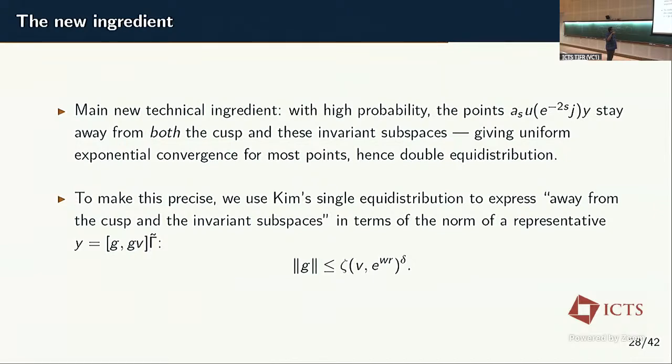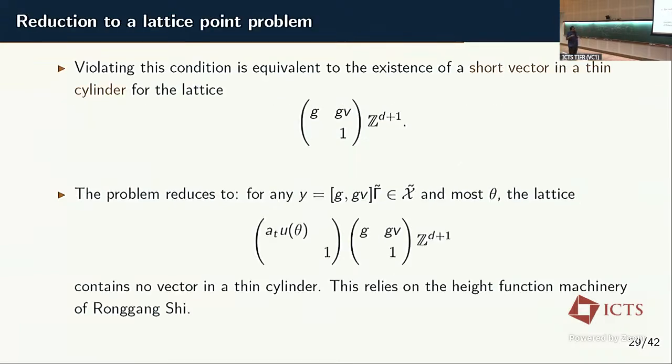Here, we are able to show that Kim had this zeta function, which he used to quantify being away from these subspaces. So what we're able to do is show that violating Kim's condition is equivalent to having a short vector in a thin cylinder for a certain lattice. Okay? This is what we're able to show.